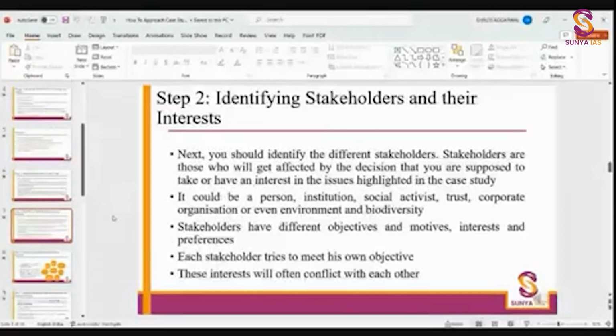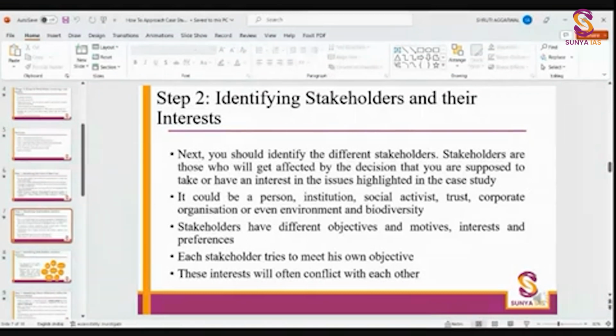For example, if you are asked something about the recent controversy on Adi Purush, right? So, who are the stakeholders which are involved? So there's the filmmaker, there's actors, then you have the film certification body, the audience, society, right? So a lot of stakeholders are involved in that particular situation. So you must identify who are the key stakeholders who are mentioned in the particular case.